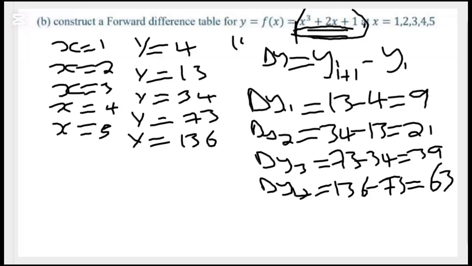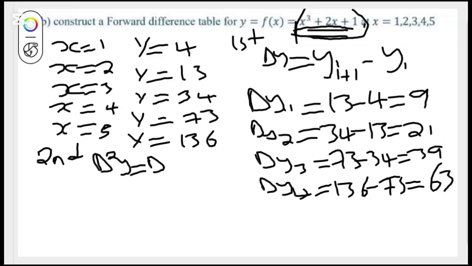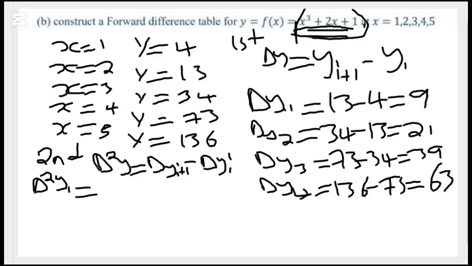This is for the first forward difference, so I'm going for the second forward difference. The second forward difference, d square y, is the same thing as dy of i plus 1 minus dy of i. So how can I subtract this? The first thing I do is d square y1, the same thing as this minus this. So I'll say 21 minus 9, which equals 12.